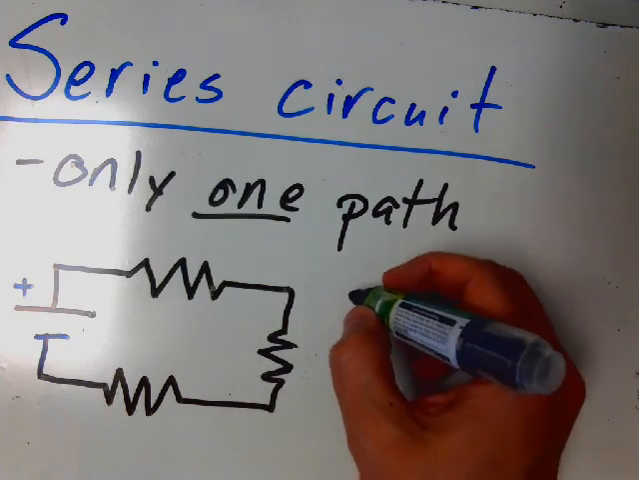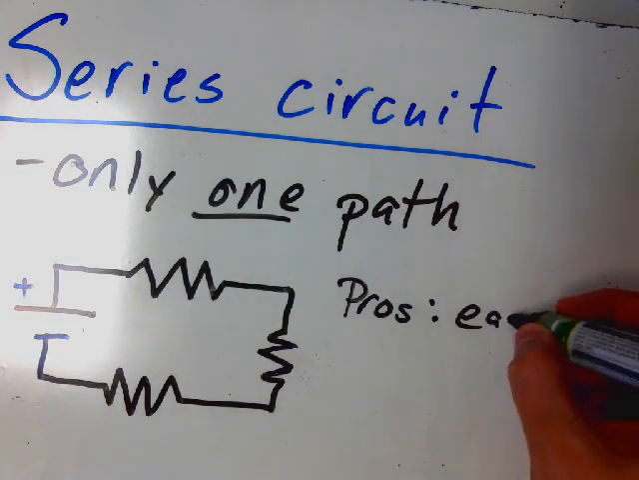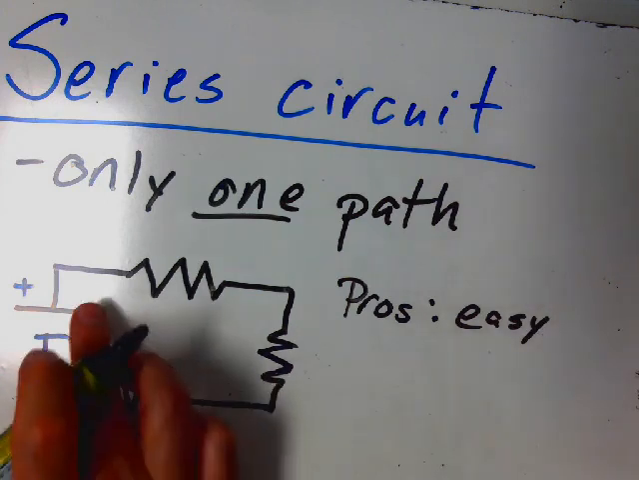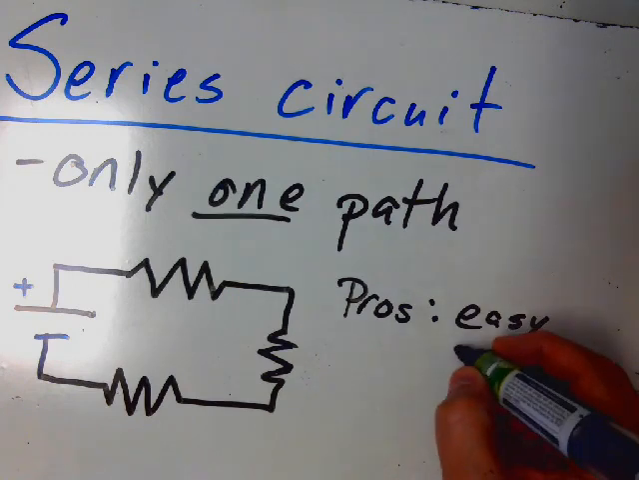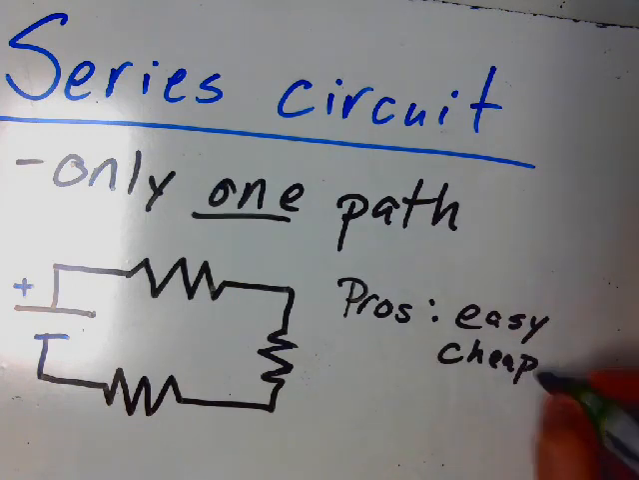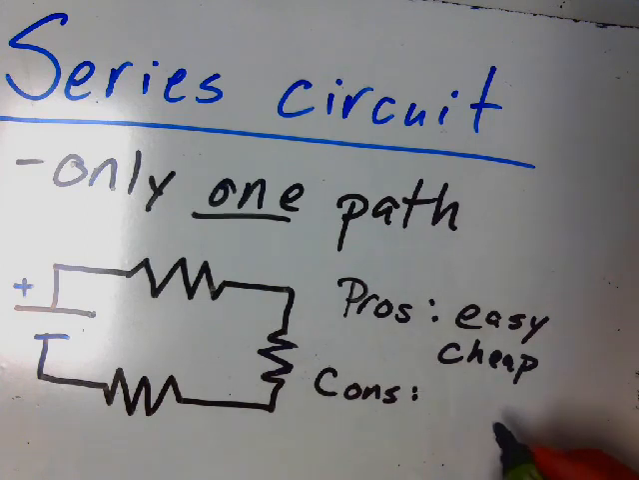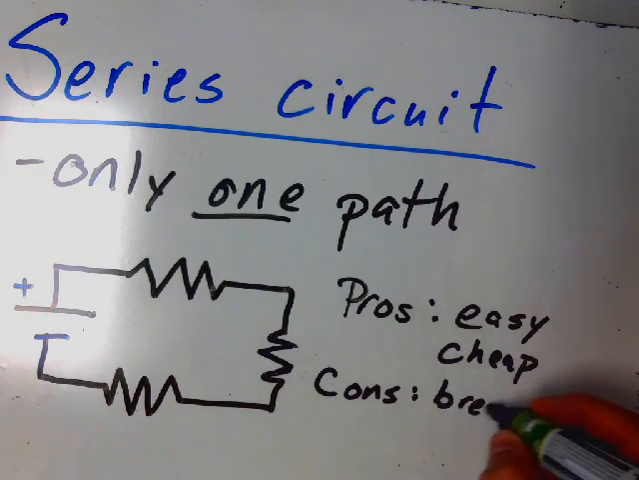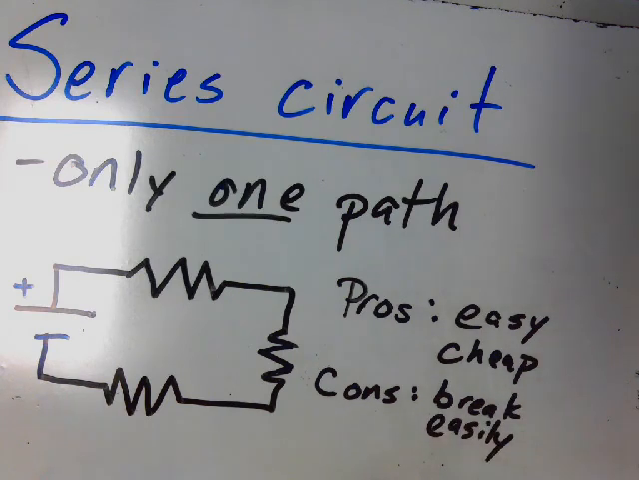So series circuits are nice. Their pros are that they're easy to make. We're just doing one thing after another, boom, boom, boom, boom, boom, and that makes them cheap to make. The cons are that they break easily. So if one thing in that circuit breaks, the rest of it breaks. There's absolutely no redundancy. Everything in this circuit has to be on at the same time.